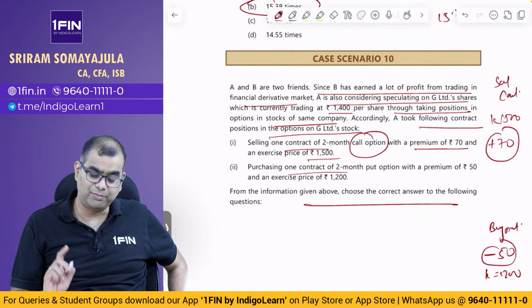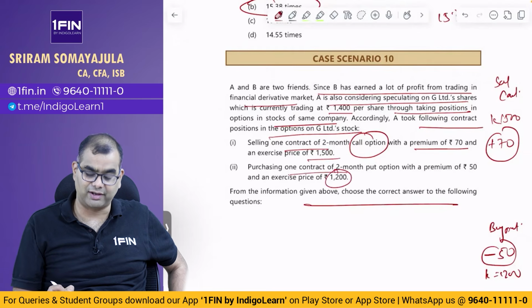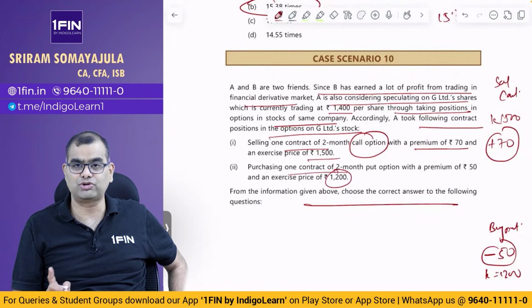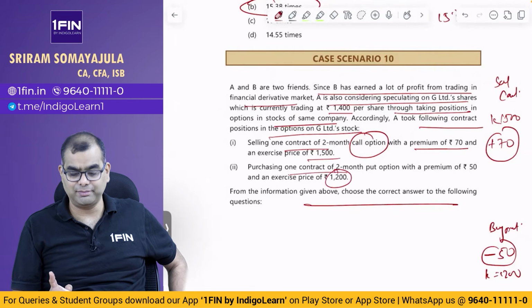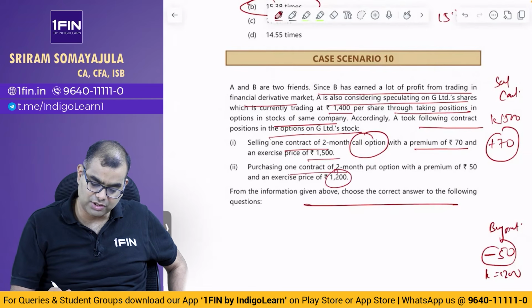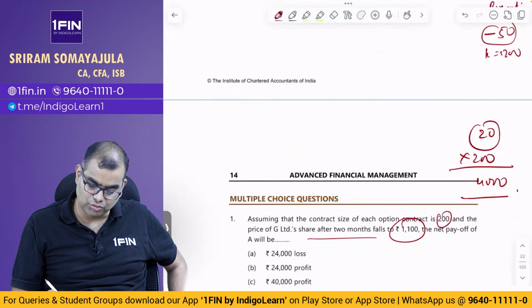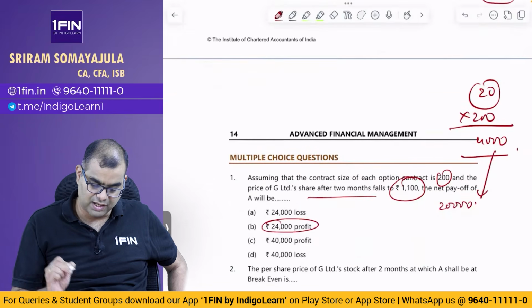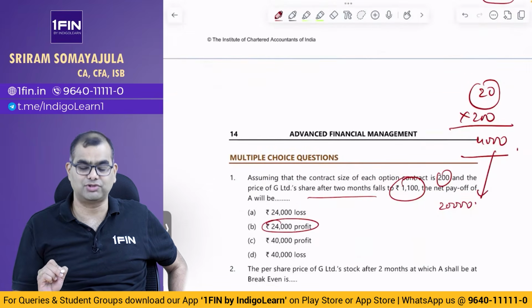Purchasing one contract, so you have a put option, you have a right to sell at 1200. So market is 1100, so you'll buy in the market at 1100, sell it off at 1200, so you'll be exercising the option. So you'll get basically 100 rupees. 100 rupees on how much? On 100 options, right? No, 100 rupees on 200. 100 into 200 is 20,000. So 20,000 plus 4,000 is 24,000. 24,000 is profit. Answer is 1 is B, 24,000 profit.